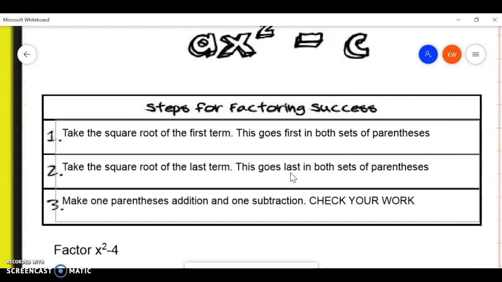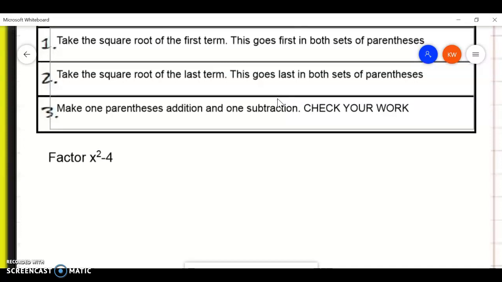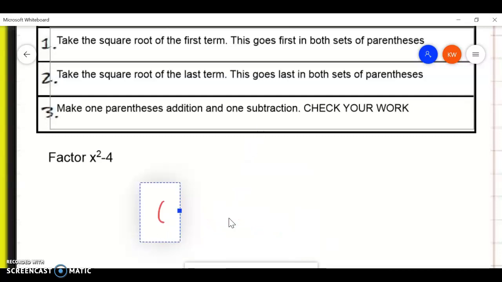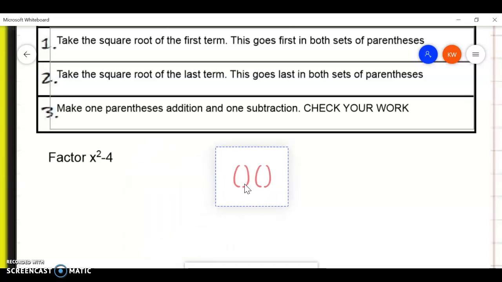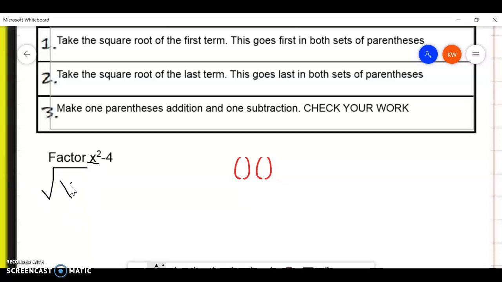All right, so first step for this, we're going to take the square root of the first term, and this is going to go in both parentheses of our answer. So let's set up our answer. We got 2 parentheses here, and we're going to fill them in as we go through everything today, okay? All right, so I'm going to drag this over. First thing it says, take the square root of the first term. Here's our first term here, x squared. So what is the square root of x squared?